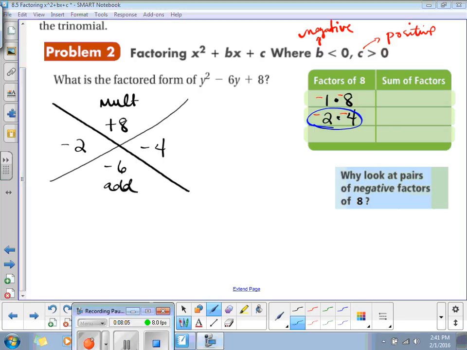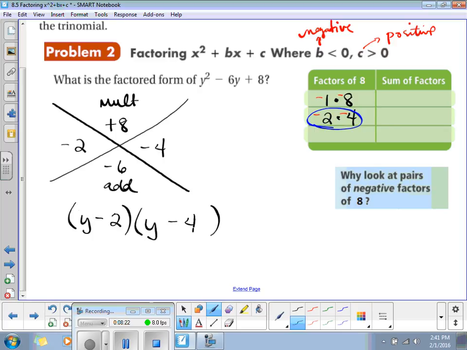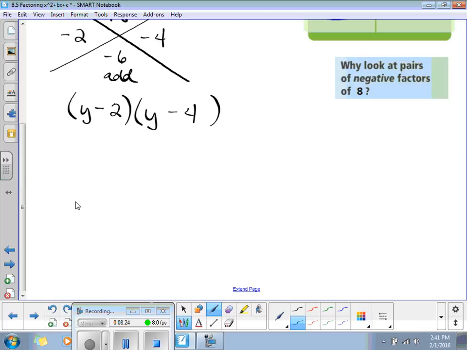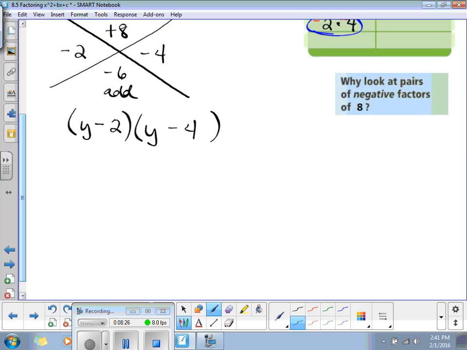Okay? So now we write them as binomials. Keep in mind we're using the variable y. So y times y gives me the y squared. And then we put in our binomials: minus 2, minus 4.